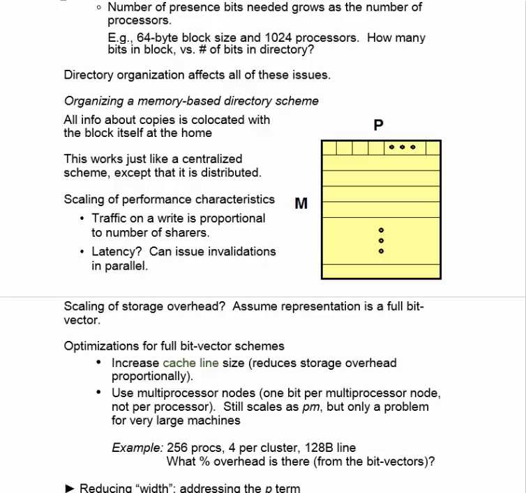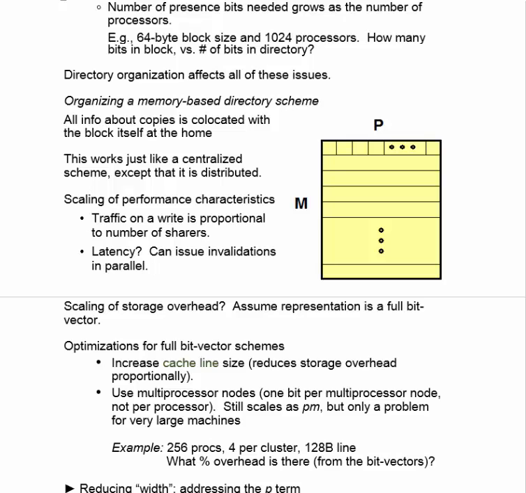In a directory-based scheme, we locate all information about copies in the home node, that is, in the node that contains the memory that we're keeping track of. This works just the same as a centralized scheme, but it does have the property of being distributed. We also want to make sure that we don't need too many memory transactions to keep the directory up to date.